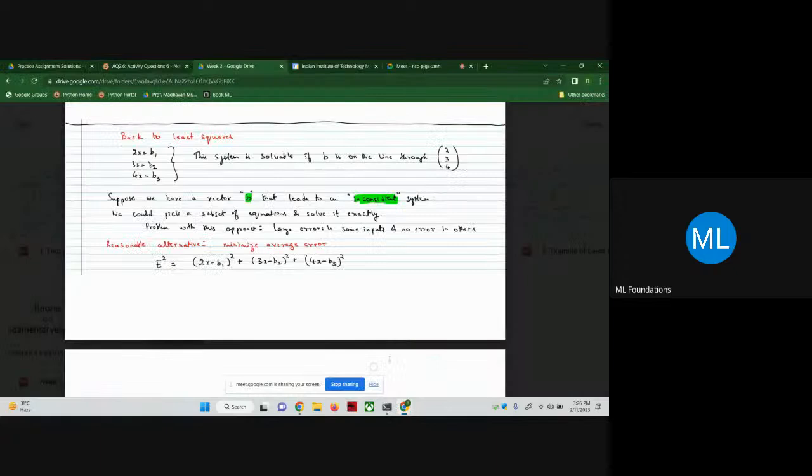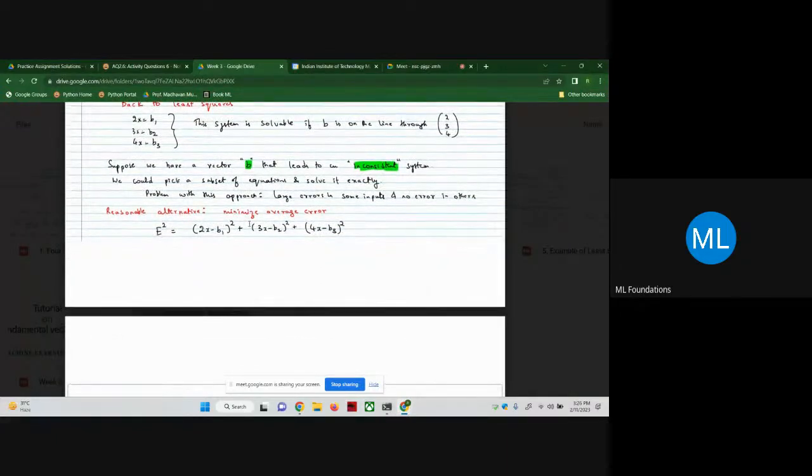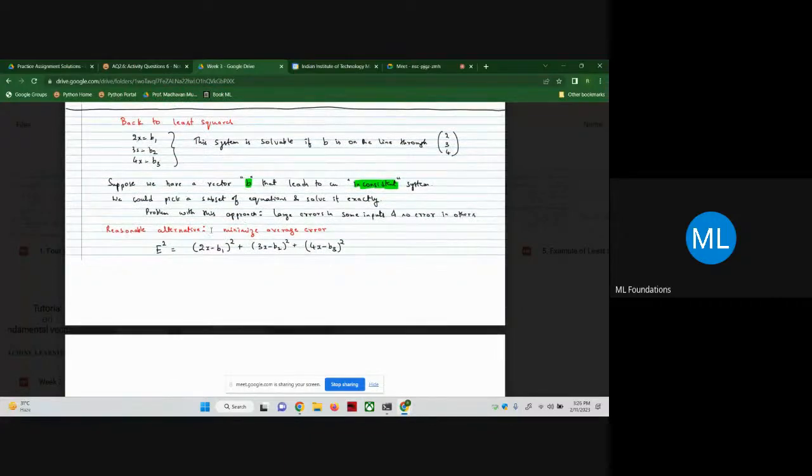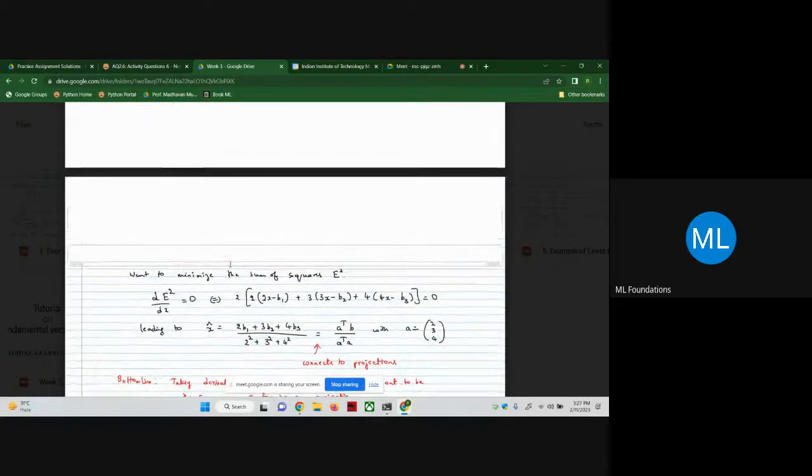In this particular case, what do we do? We go for minimizing the error. What will be the error? If you want the error to be 0, then 2x should be exactly b1, 3x exactly b2, and 4x exactly b3. So you want to minimize 2x minus b1, 3x minus b2, 4x minus b3. That whole squared error, we want to minimize it.